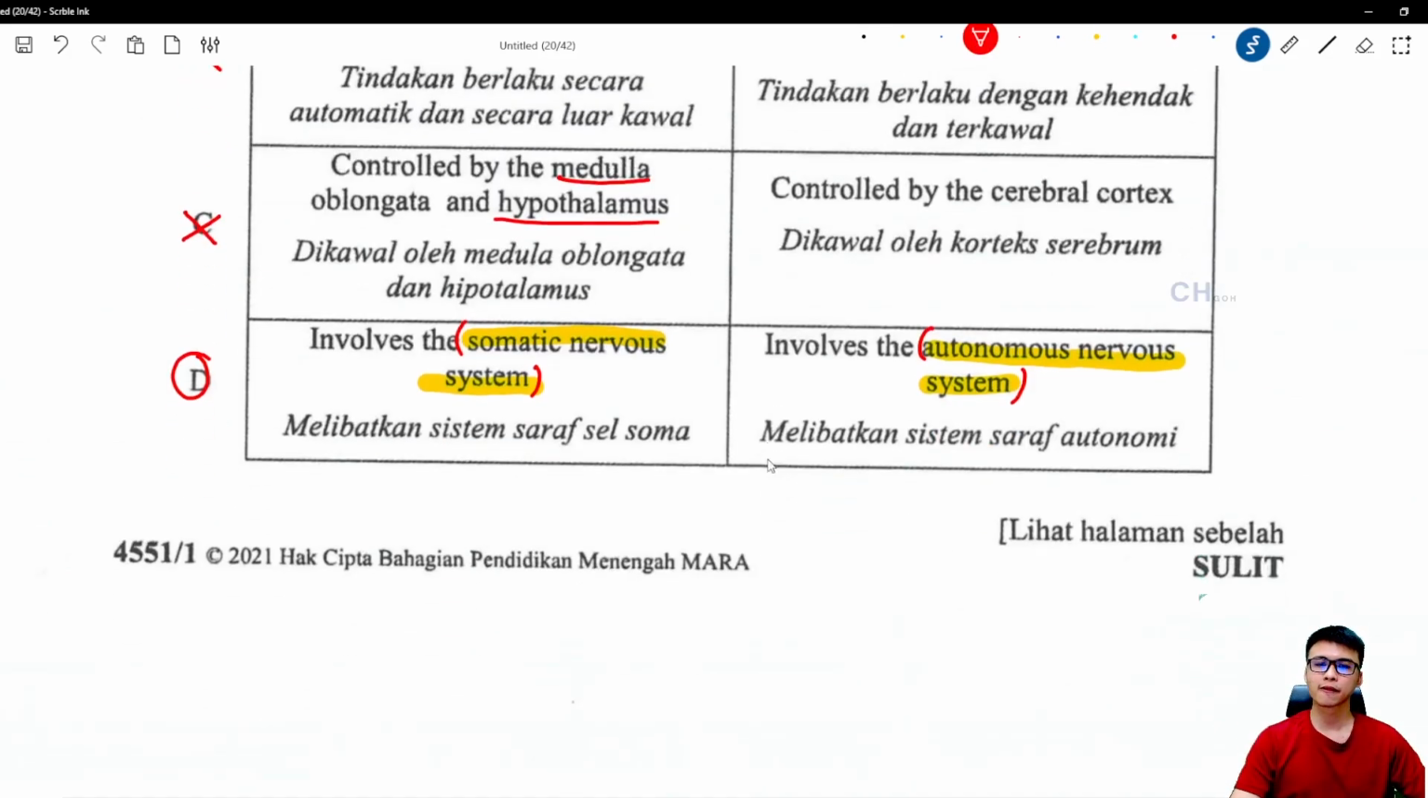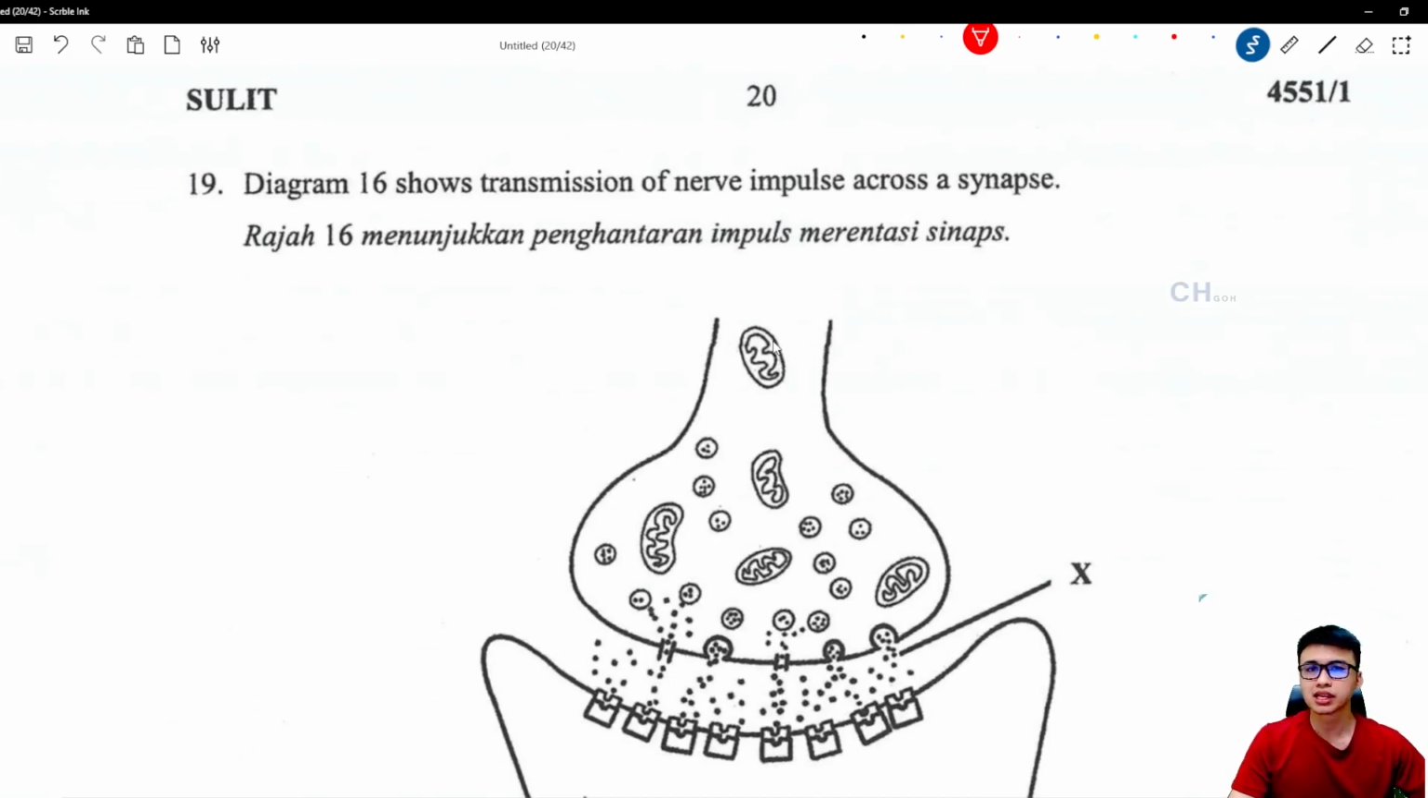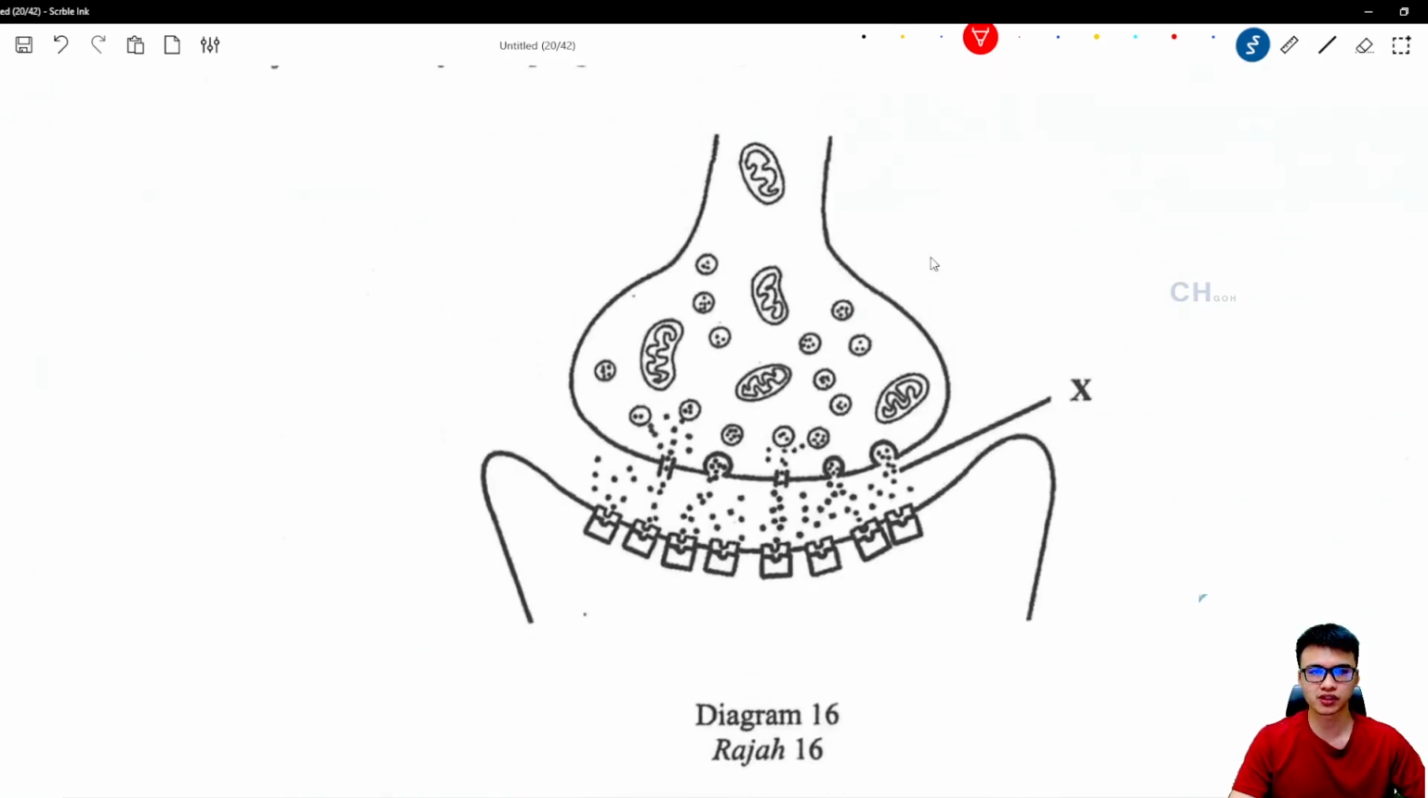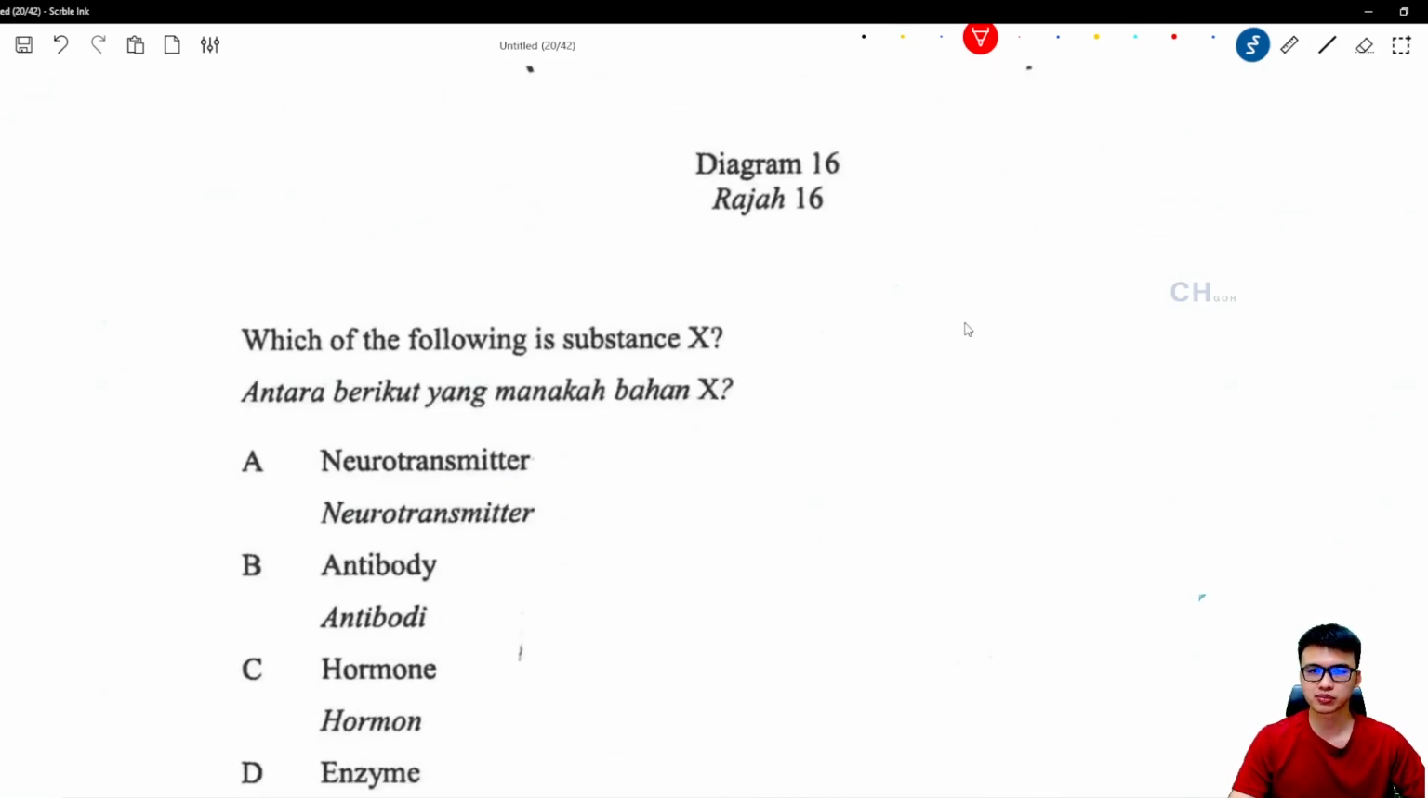Okay, now let's continue. 19. Diagram 16 shows transmission of a nerve impulse across the synapse. We have the X here. What is substance X? A neurotransmitter, this one. I can close one eye and do it. Okay.